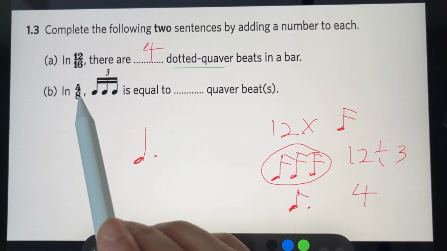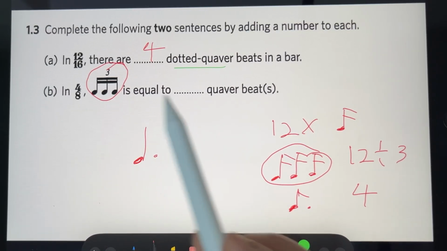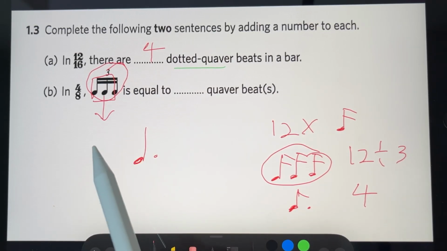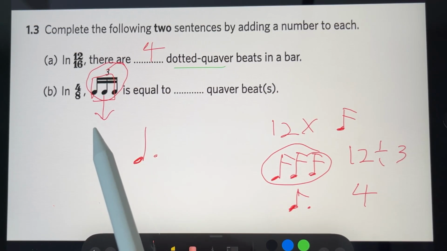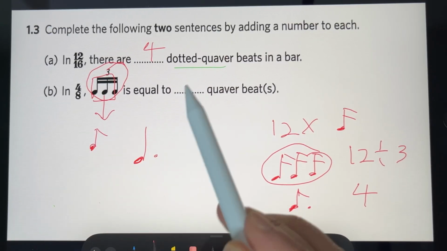Next one, 4/8. In this triplet of semiquavers is equal to how many quaver beats? So this is the value. A triplet will be the value of 2 notes in a triplet. So that will be 1 quaver.